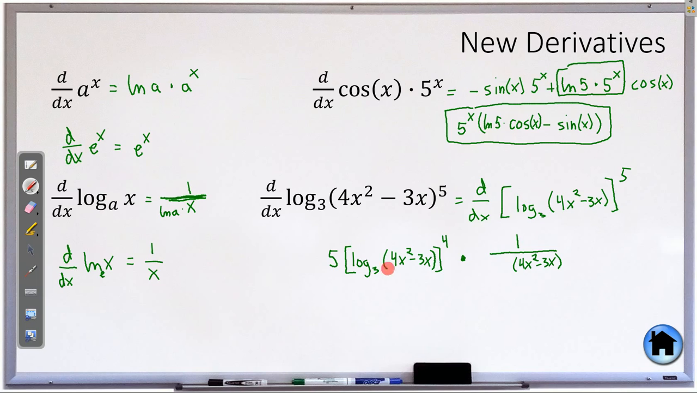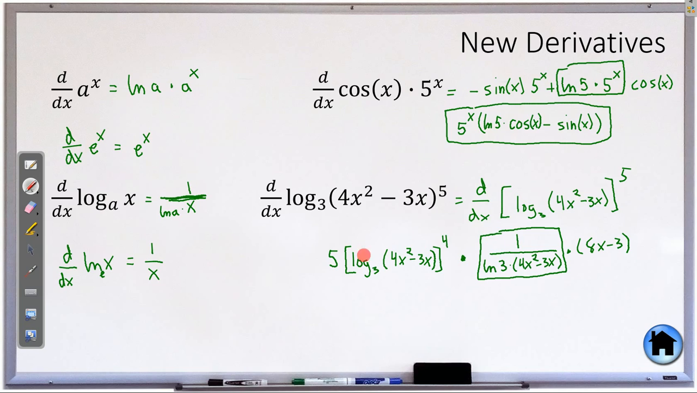But because it wasn't a natural log, we have to add the natural log of the base in front here. It just multiplies the natural log of 3 times the derivative of the inside, which is the derivative of this, which will be 8x minus 3. Really long, but that's how it works. And again, the only new part was this piece right here. The rest was just chain rule.